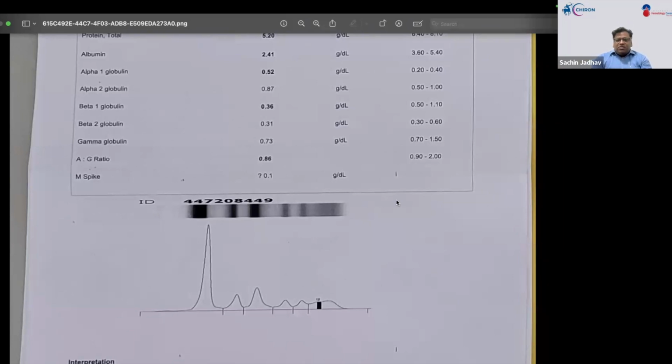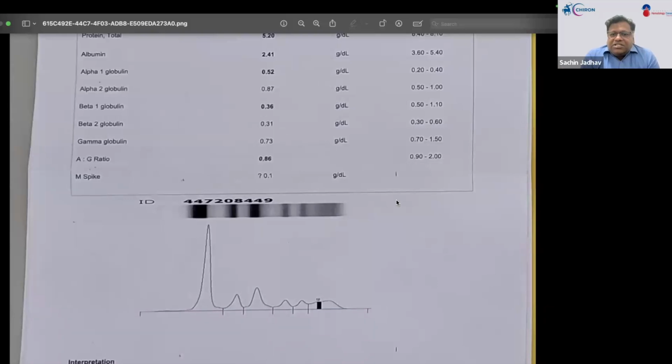So, Dr. Vijayashree is saying beta 2 microglobulin means light chain. No, beta 2 microglobulin is a different protein. Light chains are part of the immunoglobulin chain. Biologically, there is some similarity, but the tests are different. The proteins are different.